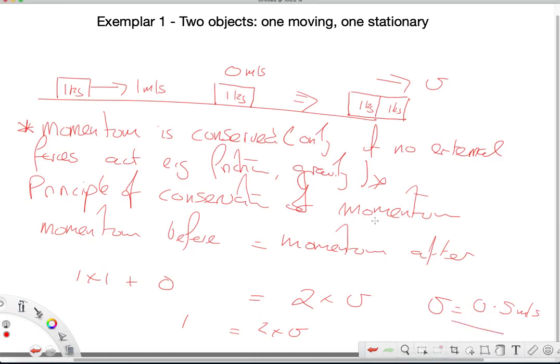So, we have taken this direction as positive. There are no velocities going to the left, so that's all nice and simple. To the right is positive in this example.